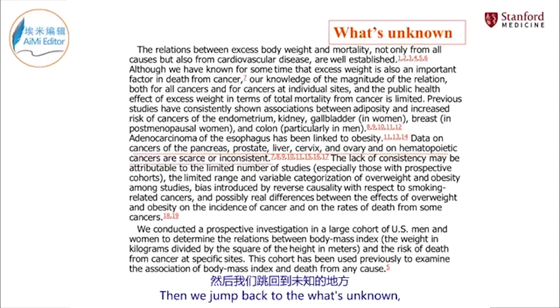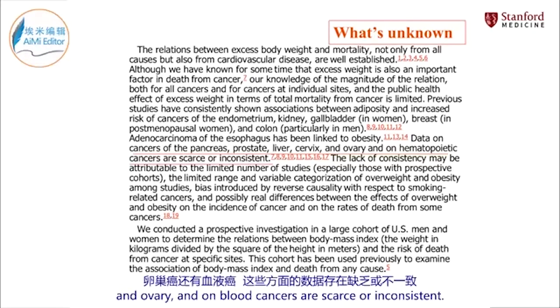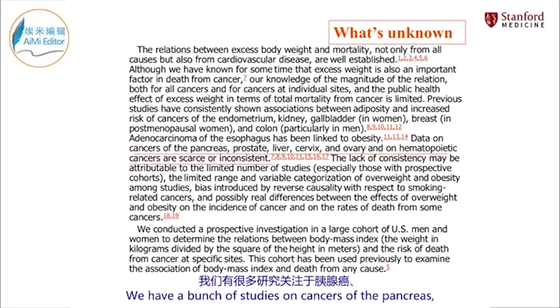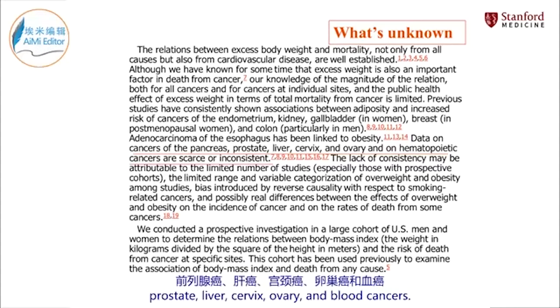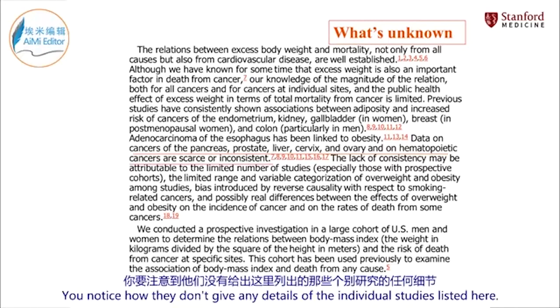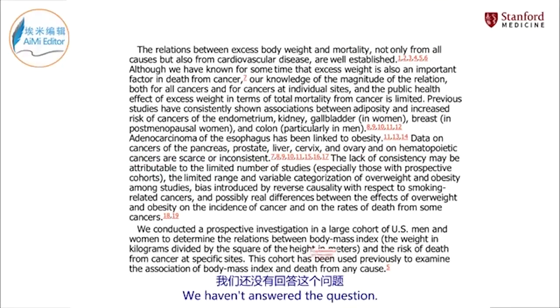Then we jump back to the what's unknown. So data on cancers of the pancreas, prostate, liver, cervix, and ovary, and on blood cancers are scarce or inconsistent. So they summarize a pile of studies in just this one sentence. We have a bunch of studies on cancers of the pancreas, prostate, liver, cervix, ovary, and blood cancers. They list them all here, but they're inconsistent. Notice how they don't give any details of the individual studies listed here. They just tell you really they're inconsistent. We haven't answered the question.